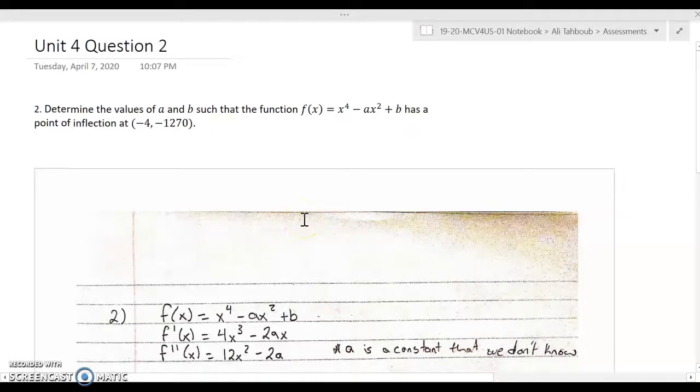Hello. So for my second question for the Unit 4 assessment, I was given the equation f of x is equal to x to the 4 minus 8x squared plus b. And I was also given a point of inflection at -4 and -1270. And then I was asked to find the values of a and b in this function.